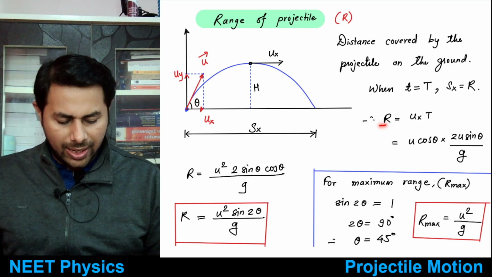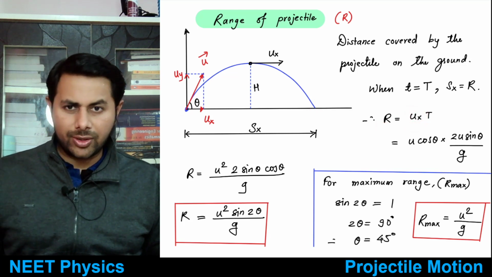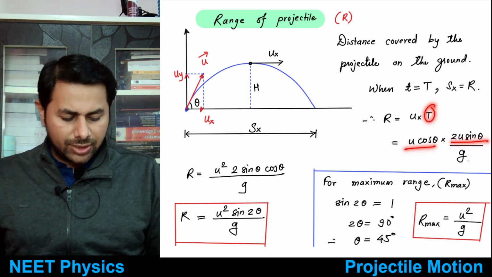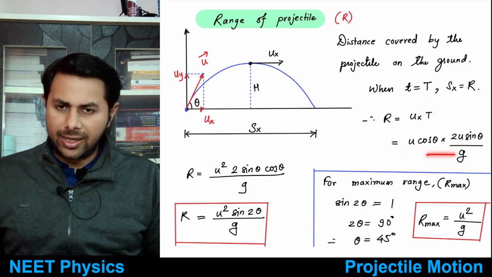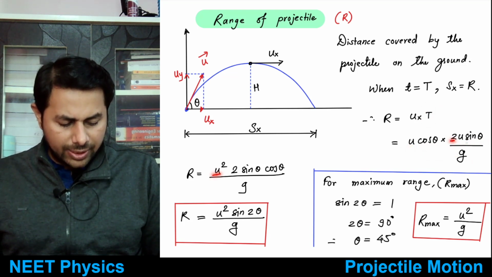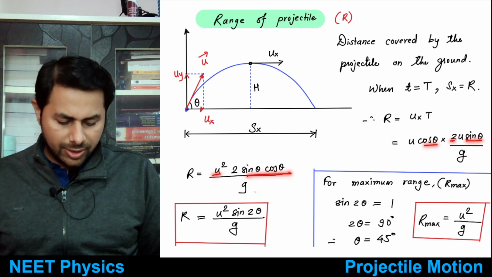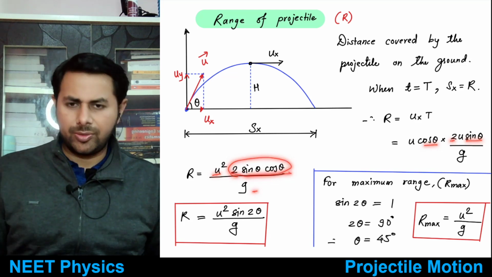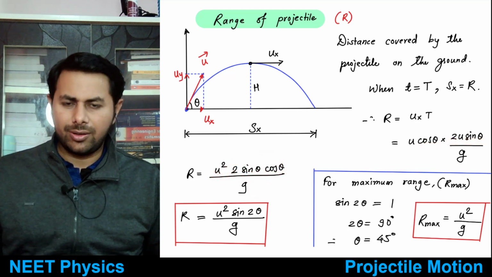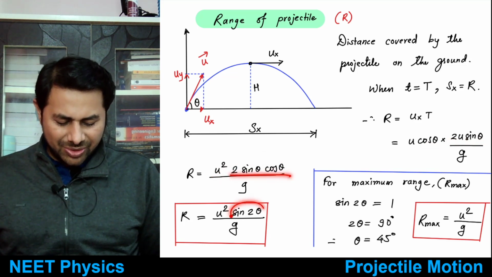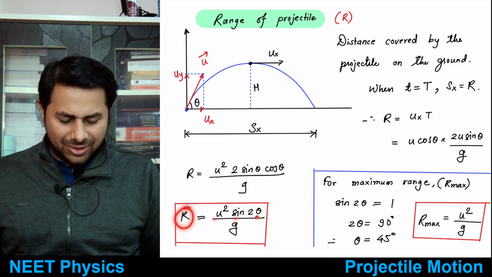So you have R is equal to the horizontal component of velocity, ux, which is u cos theta, and time of flight is 2u sin theta upon g. If you multiply that, you get u times u is u squared, multiplied by 2 times sin theta cos theta, upon g. And what is 2 times sin theta cos theta? If you remember the double angle formula, 2 sin theta cos theta is equal to sin 2 theta. So then you have R is equal to u squared sin 2 theta divided by g.